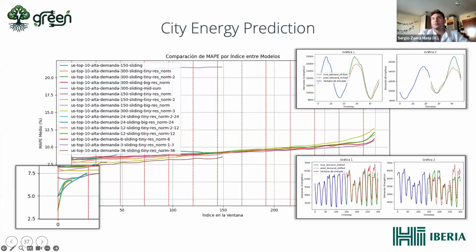Just to show you that this is not an invention, these are the results we are having from the city energy prediction. As you can see, this one is about 24 hours. We are predicting using only the 24 hours before and predicting the next 24 hours. But as you can see in the back part of the graph, we have done it with a really big window index.